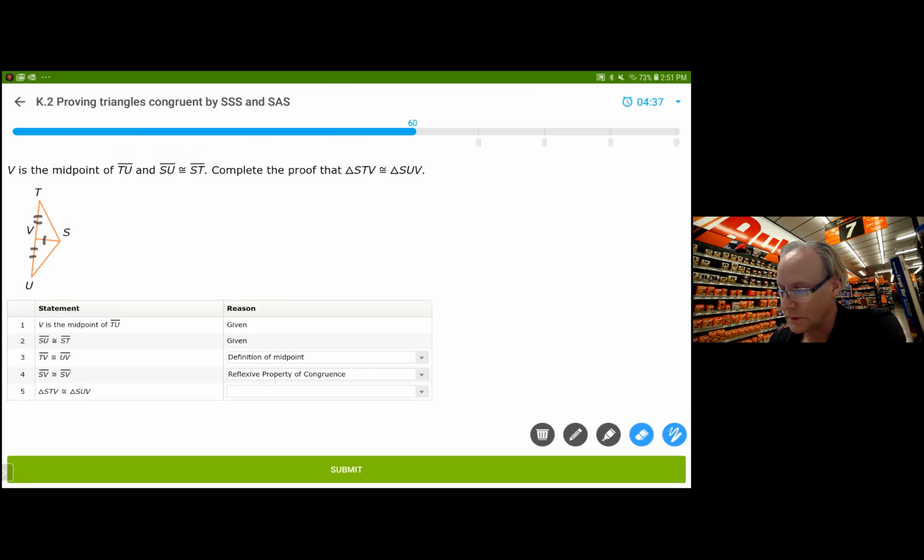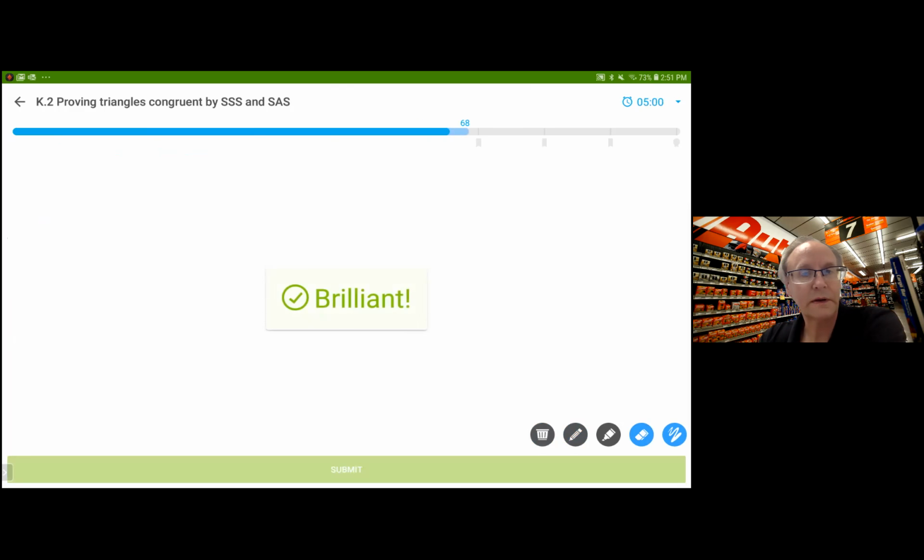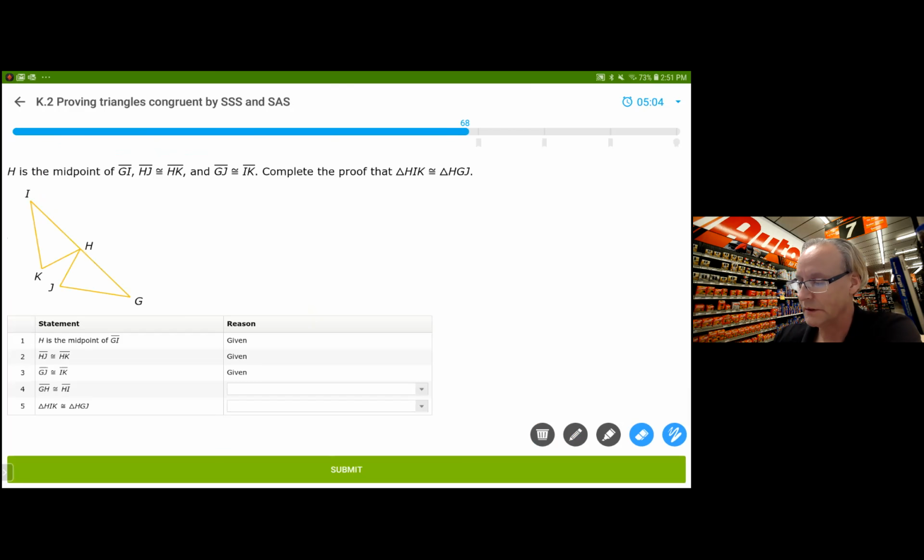Oh, they tell us that TS, SU and ST are congruent, and it's given. So this part was given. So we have side, side, side. Sorry, a little slow today. There we go, side, side, side. There it is. Okay, well, we'll do one more. I went over my 5 minutes, but here we go.